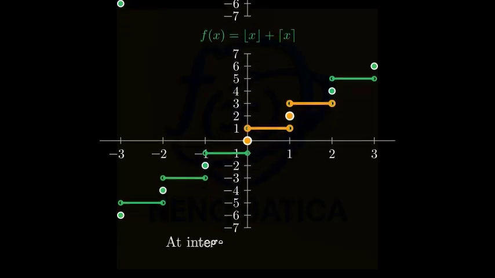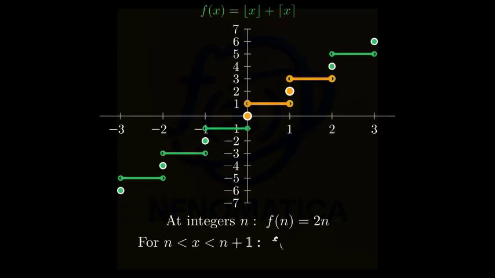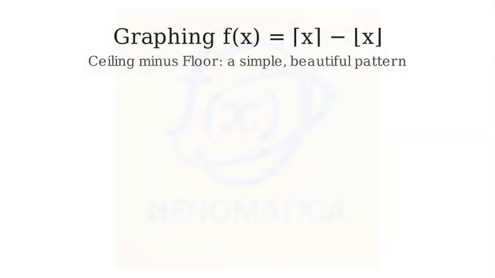At integers n, f of n equals 2n. Between integers, the function is constant at 2n plus 1 on the open interval from n to n plus 1. In this lesson, we will graph the function f of x equals ceiling of x minus floor of x, step by step, and build strong intuition for why the graph looks like a dotted line at 0 and floating steps at 1.